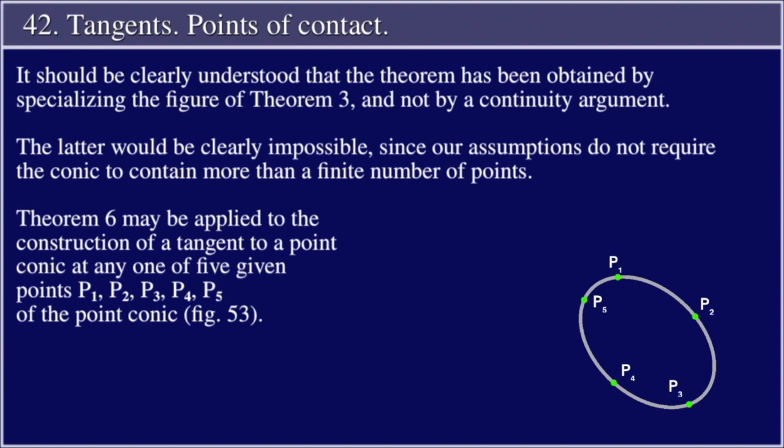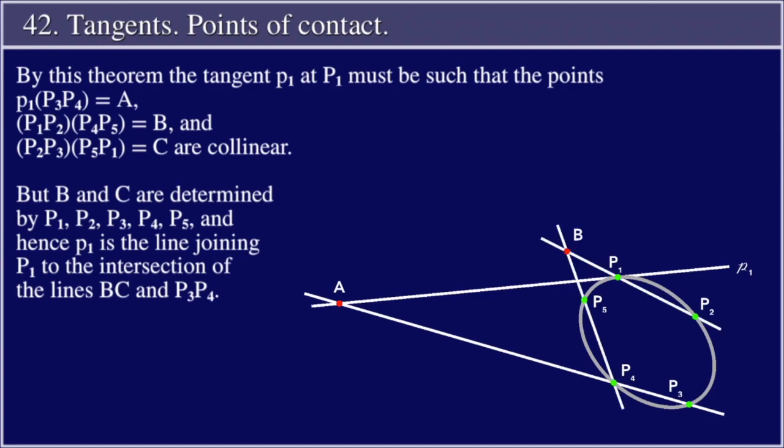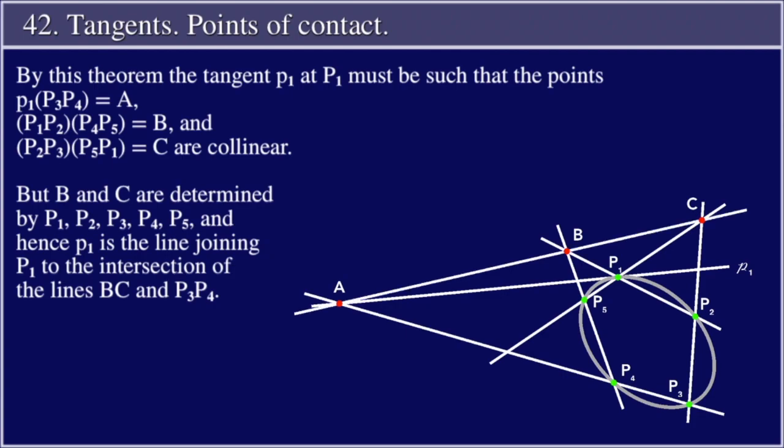Theorem 6 may be applied to the construction of a tangent to a point conic at any one of 5 given points P1, P2, P3, P4, P5 of the point conic, figure 53. By this theorem, the tangent p1 at P1 must be such that the points P1P3, P4 equals A, P1P2, P4P5 equals B, and P2P3, P5P1 equals C are collinear. But B and C are determined by P1, P2, P3, P4, P5, and hence p1 is the line joining P1 to the intersection of the lines BC and P3P4.